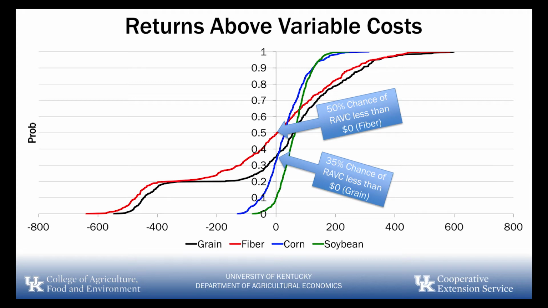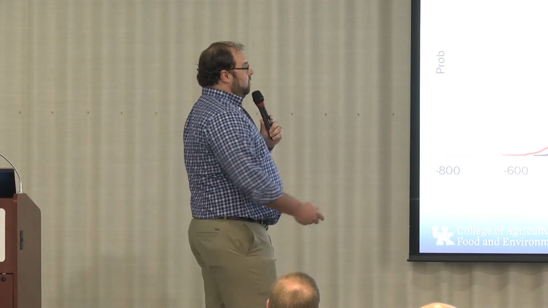But according to my model, I'm looking at about a 50% chance of having a positive return over variable costs for fiber, and almost a 65% chance of positive return on the grain side of things. Now, I know that these are not the two main crops, so we're looking at CBD as the majority of the crop in the state, but these are the easier ones to get my hands wrapped around and to get a better understanding of what's going on within these markets.